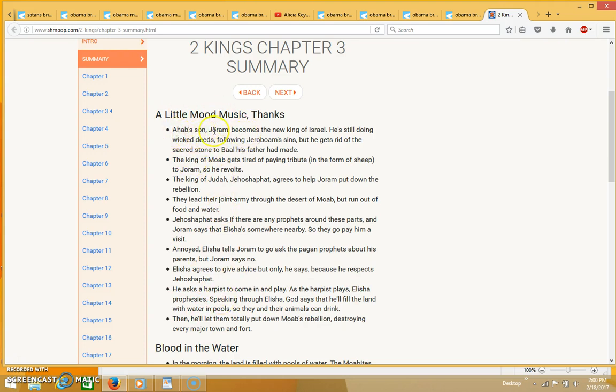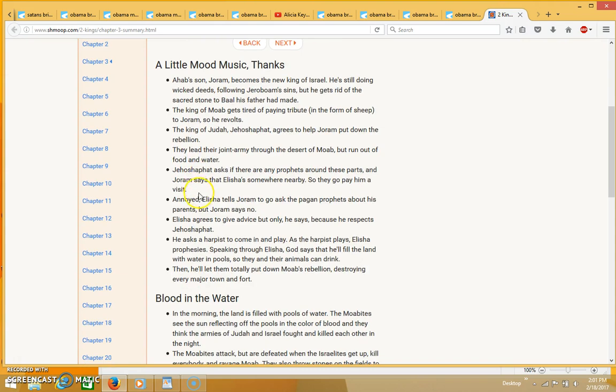And so I'll just read this summary over here real quick. It says, Ahab's son Joram becomes the new king of Israel. He's still doing wicked deeds, following Jeroboam's sins, but he gets rid of the sacred stone to Baal his father had made. The king of Moab gets tired of paying tribute in the form of sheep to Joram, so he revolts. The king of Judah, Jehoshaphat, agrees to help Joram put down the rebellion. They lead their joint army through the desert of Moab, but run out of food and water. Jehoshaphat asks if there are any prophets around these parts, and Joram says that Elisha is somewhere nearby, so they go pay him a visit.